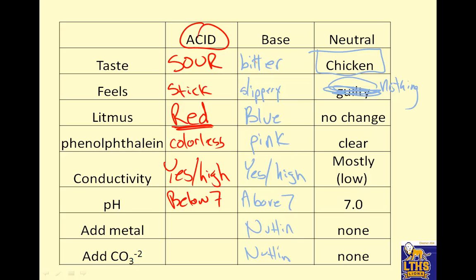Add a metal, it reacts, which means bubbles. It dissolves it. Add a carbonate, which you can't just add an ion to it, but it'll bubble.